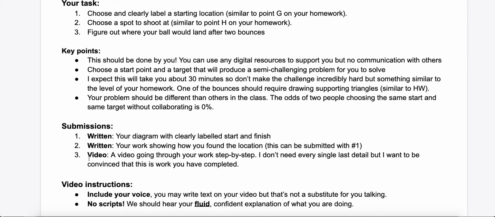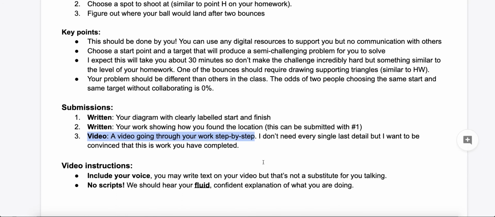Finally, as my last resort here, I'm going to have them do a video that goes step by step through their work. They don't need every single last detail, but I just want to be sure that they kind of know what they're talking about. So I hope with these different safeguards in place, I can be as confident as I can that the work is theirs and that they are actually doing work outside of class.